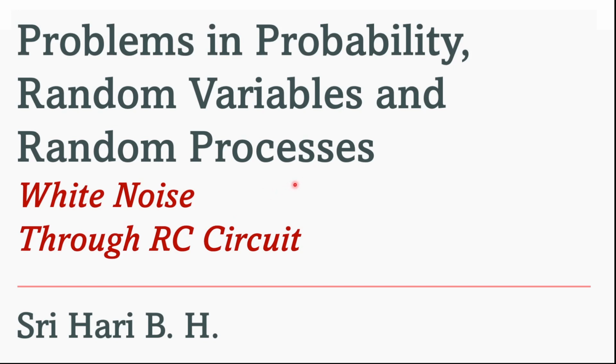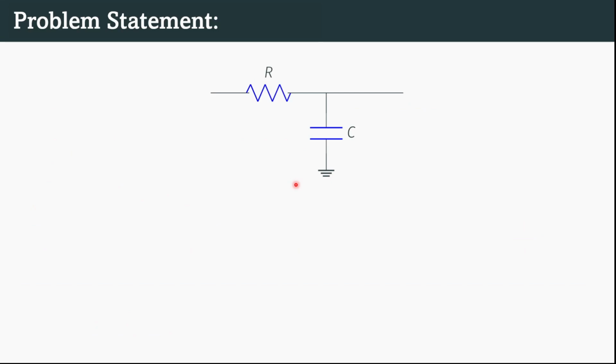In this video we will solve a problem in the concept of random processes. It is about passing a white and stationary random process through an LTI system, specifically an RC low pass filter. So we take the output across the capacitor.